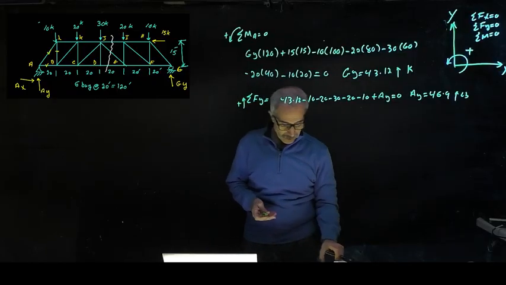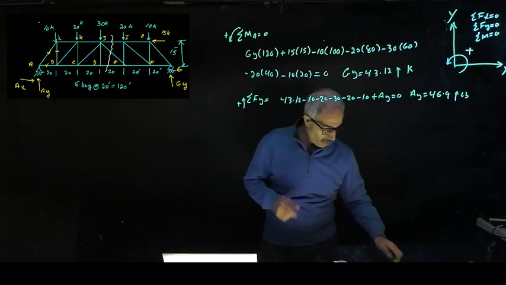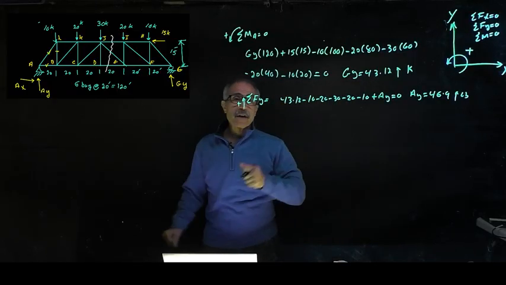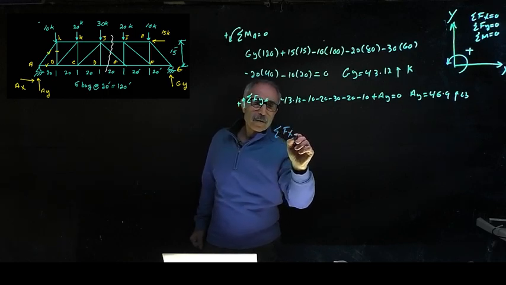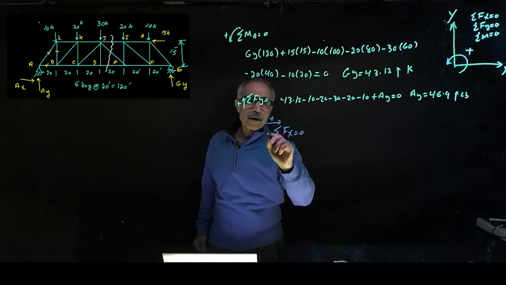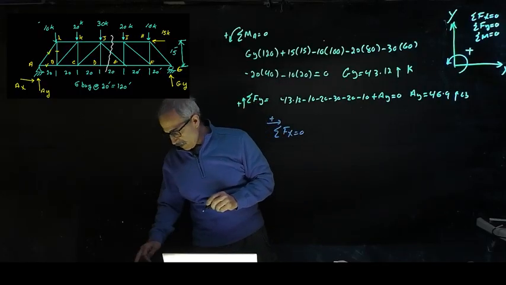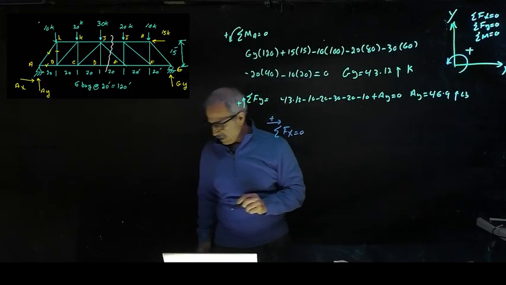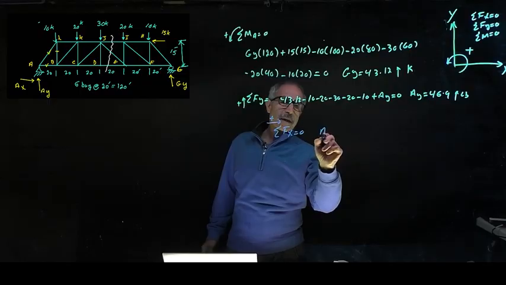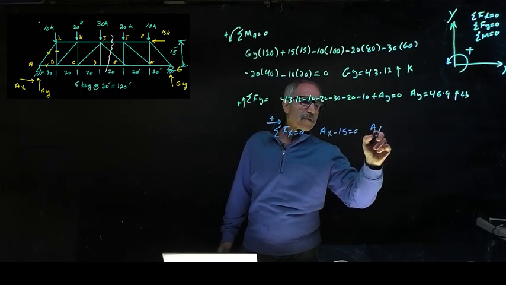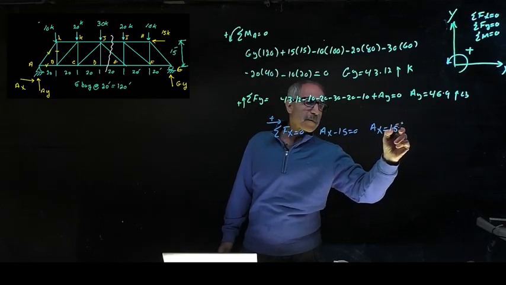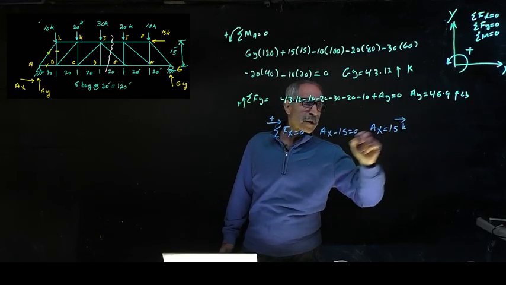Now, okay, we have one more. That's summation F of x, excuse me, is equal to 0. Going right is positive. We have 15 kips and Ax. So Ax minus 15 is equal to 0, and therefore Ax is equal to 15 kips, and that's going to the right.